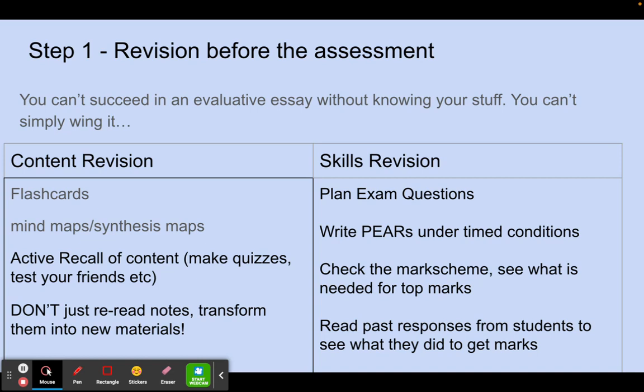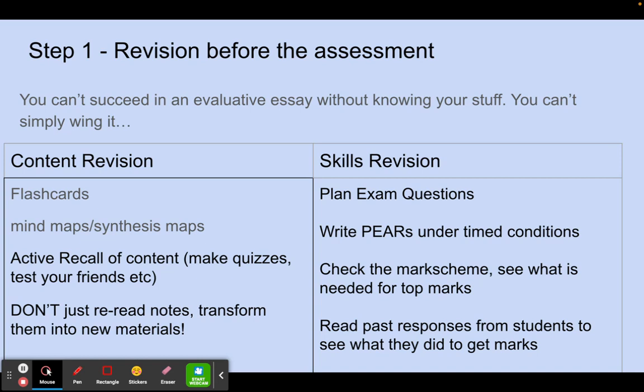So here's just a few ideas of things that you could do to develop both of those things. And I suggest that you spend equal time on content revision and skills revision, or in some cases, you might want to spend a little bit more time on the one that you think you are weaker with.